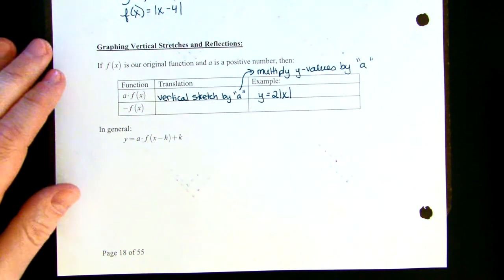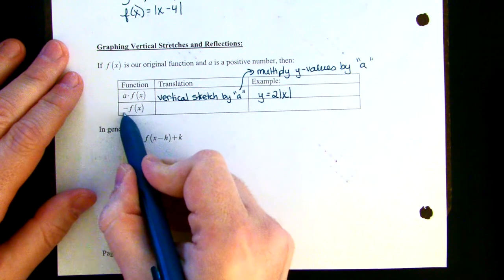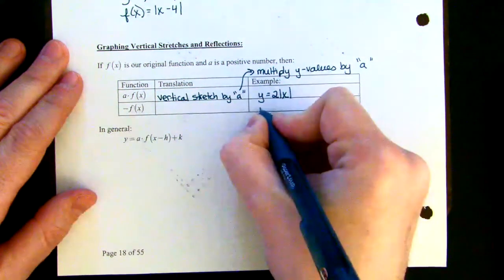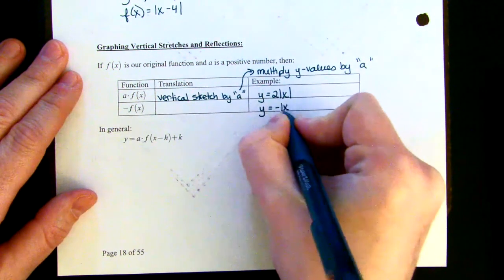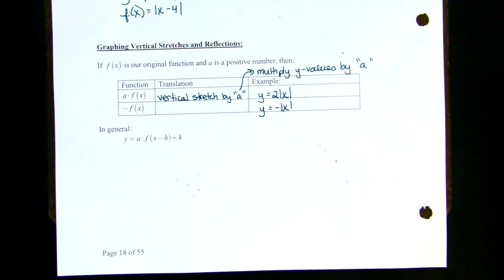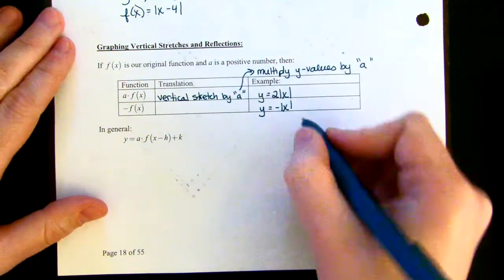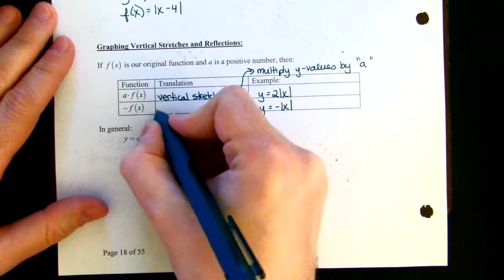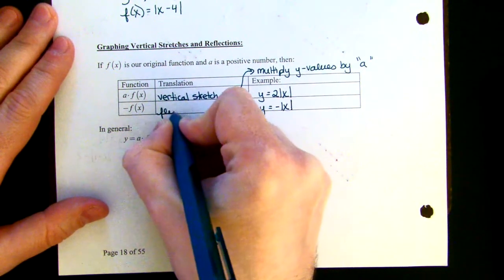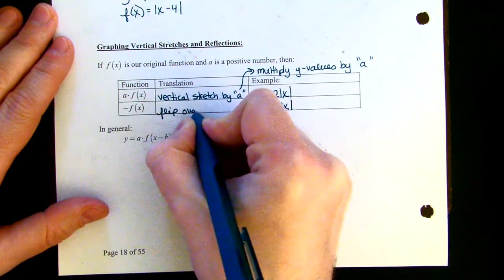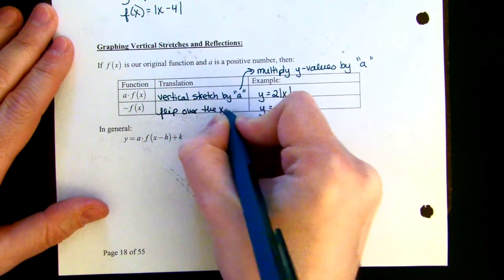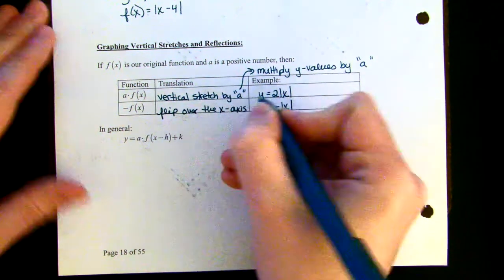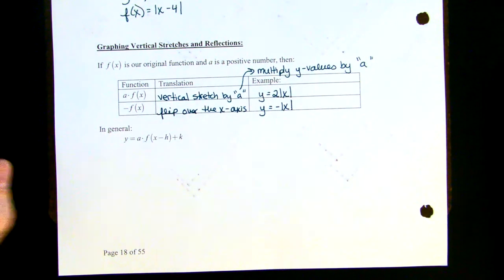The other thing that we saw, do you remember from the Desmos activity what happened when we stuck a negative number out front, like y equals negative the absolute value of x? A negative out front is going to flip our graph over the x-axis, or reflect it over the x-axis. This means flip over the x-axis. Take a moment, get that chart copied down, and then we're going to take a look at a bunch.